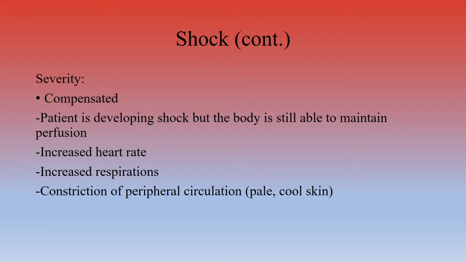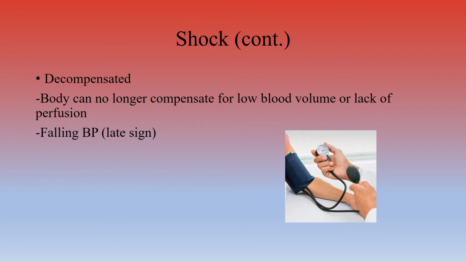There are 2 categories of severity with shock. The first is compensated. That is when the patient is developing shock, but their body is still able to maintain perfusion. You'll see an increase in heart rate and respirations with these patients. Also constriction of peripheral circulation, which causes the pale, cool skin. And the other level of severity is decompensated. This is when the body can no longer compensate for low blood volume or lack of perfusion. Falling blood pressure is a late sign of this.